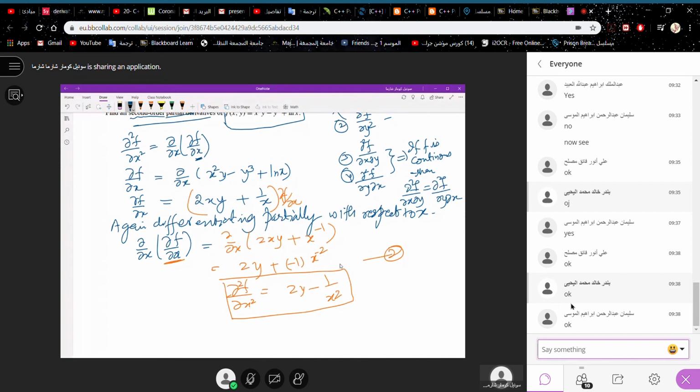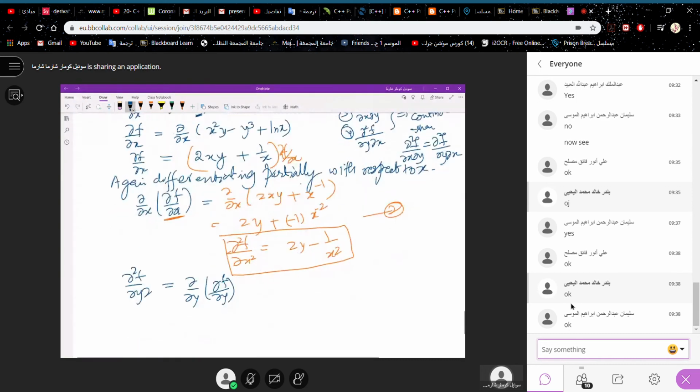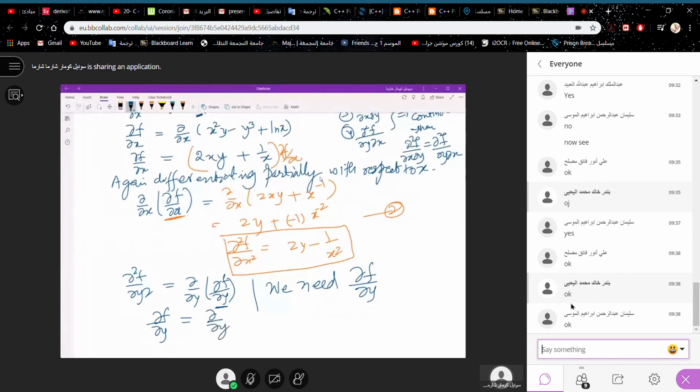Now we need del 2 f upon del y2. So del 2 f upon del y2 is equal to del upon del y of del f upon del y. To find the second derivative, we first need the first derivative, del f upon del y. So del f upon del y equals del upon del y, and f is x square y minus y cube plus ln x.